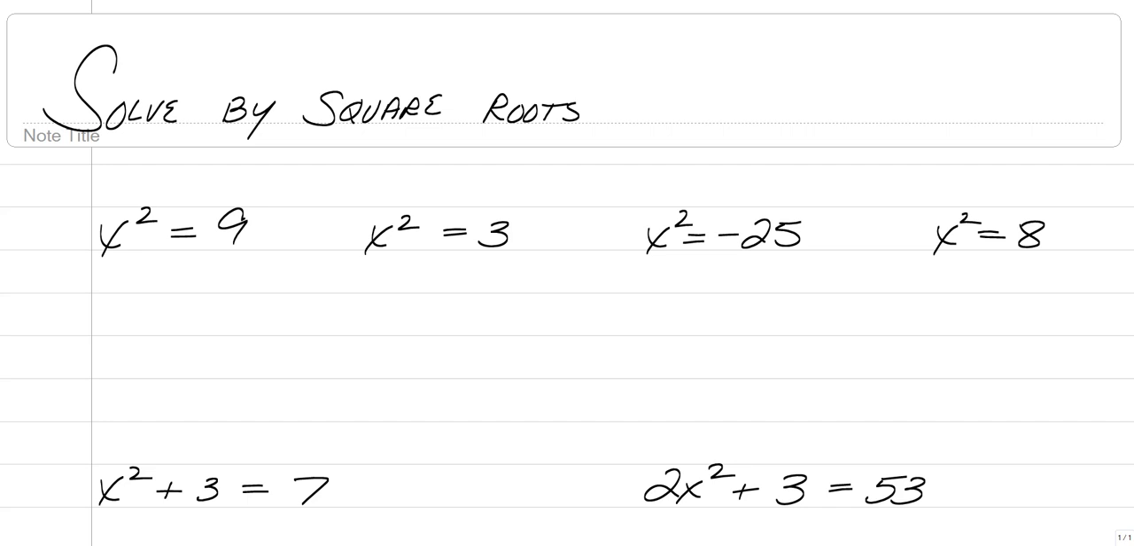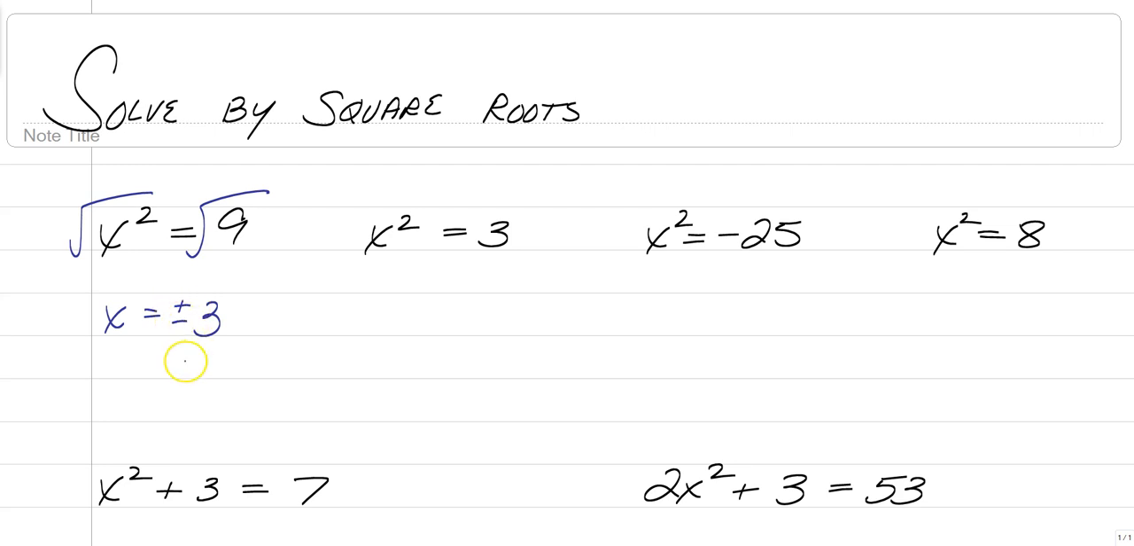So we're going to solve by square roots in this video. Before we start solving some complicated equations, the first thing I want to do is remind you of a few things about taking square roots. When you are taking the square root of x squared, what you're going to do is take half of the exponent. So we're going to square root both sides here to get the x squared to become just x, and that's going to equal the square root of 9, which we know is 3.